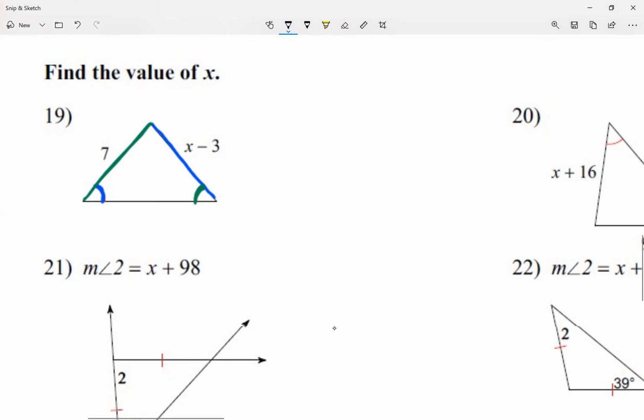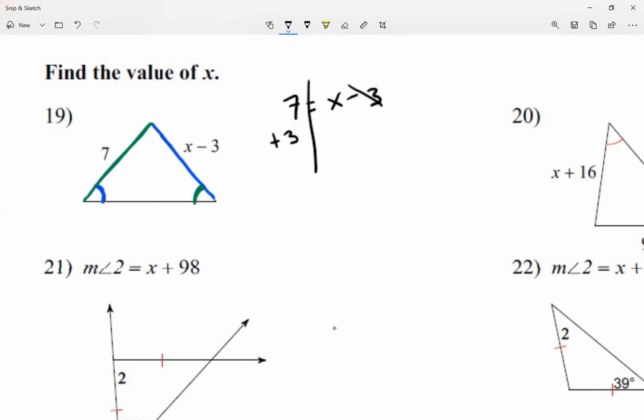So the way I'm going to solve for x, because it says find the value of x, let me let those two sides equal each other. So 7 is equal to x minus 3. They're equal. The rest is just algebra. Let me separate them through the equal sign. I want x by itself. So this minus 3, I'm going to move it to the other side as a plus 3. Remember, your algebra teacher said in opposite operations.